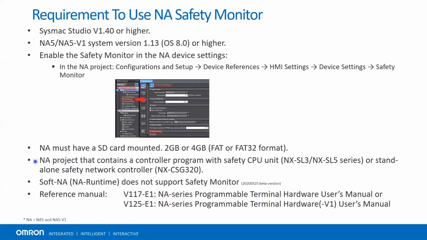The NA project must contain a controller program with a safety CPU unit, such as the NX-SL3 or the NX-SL5 series, or a standalone safety controller NX-CSG320. Soft NA or NA runtime does not support safety monitor. For reference manual, look at V117-E1, NA series programmable terminal hardware user manual, or the V125-E1 NA series programmable terminal hardware -V1 user manual.